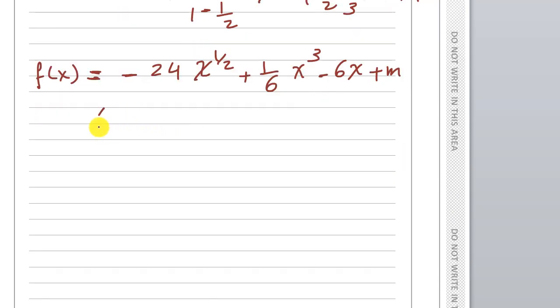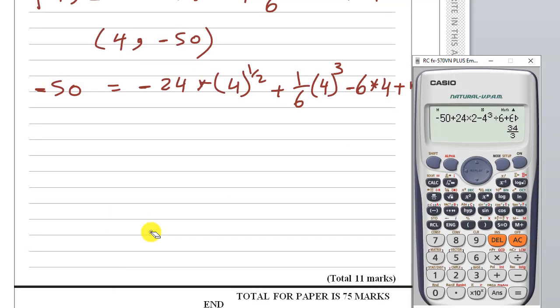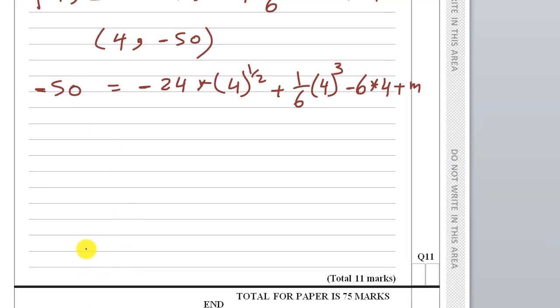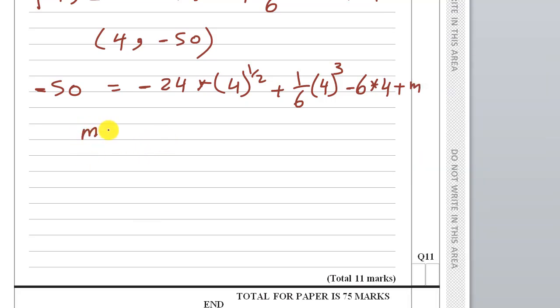We have the point which is 4 and minus 50. So minus 50 is equal to minus 24 multiplied by 4 power half plus 1 over 6 4 cube minus 6 multiplied by 4 plus m. So m is equal to 34 divided by 3.